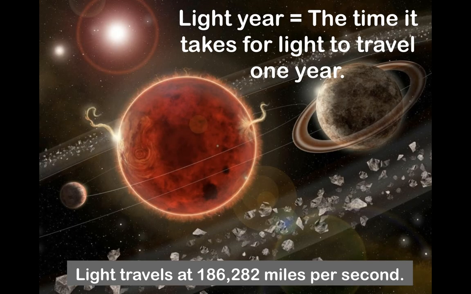A light year is how far light travels in one year, at the speed of light, which is 186,282 miles per second. Our closest star, Alpha Centauri, which is the star you see right here, is 4.5 light years away. So if we had a spaceship that could travel the speed of light, which we don't, it would still take 4.5 years to get there.